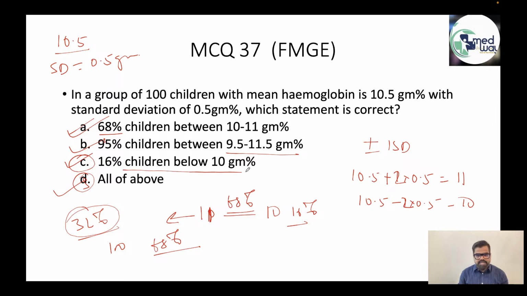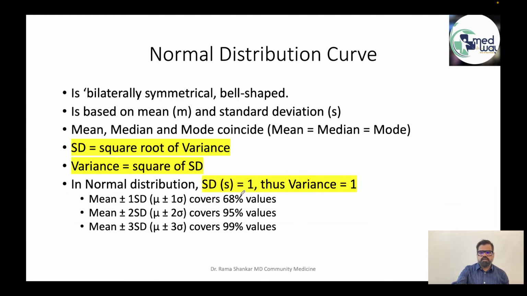This C understanding is very important. How did we get to this 16? 68% is in between 10 and 11, so the remaining 32% will be either below 10 or above 11. So 16% below 10, 16% above 11, since the data is normally distributed. Okay.